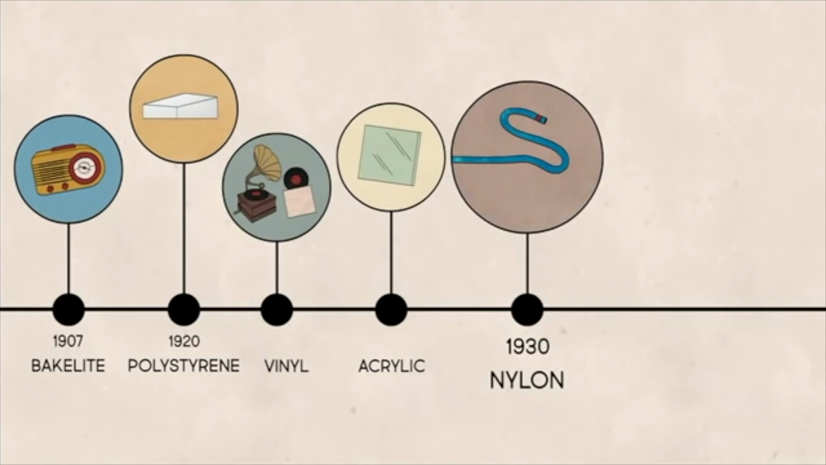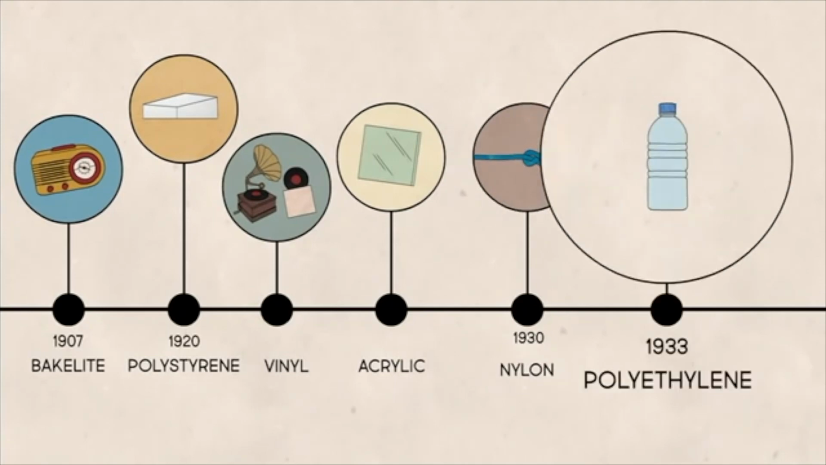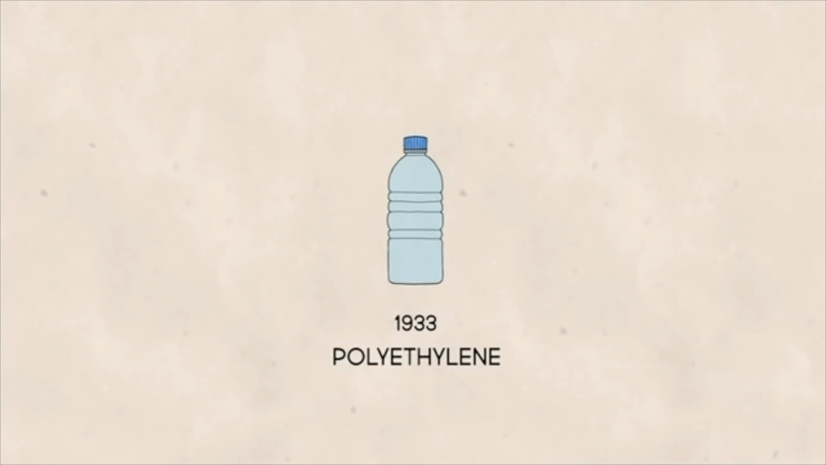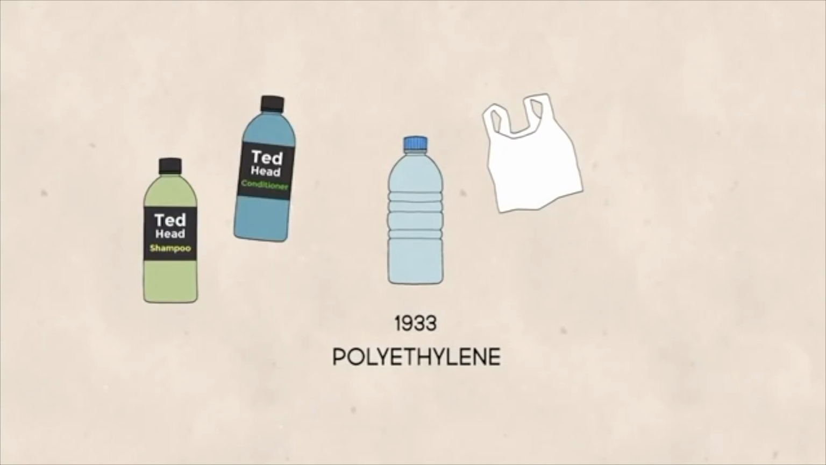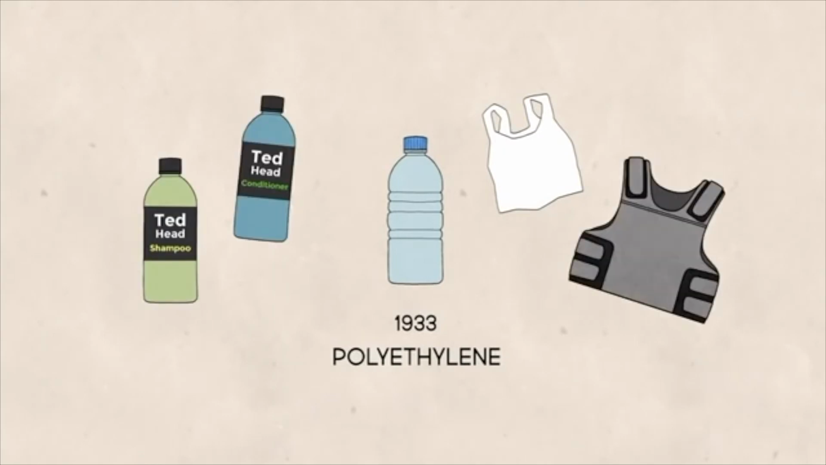And in the 1930s, nylon took center stage, a polymer designed to mimic silk but with many times its strength. Starting in 1933, polyethylene became one of the most versatile plastics, still used today to make everything from grocery bags to shampoo bottles to bulletproof vests.